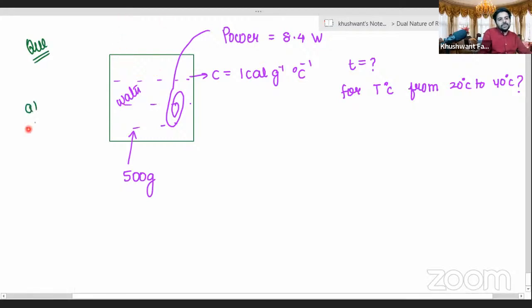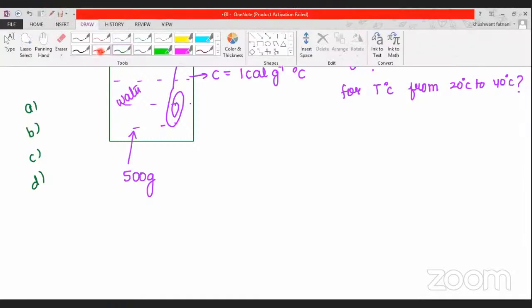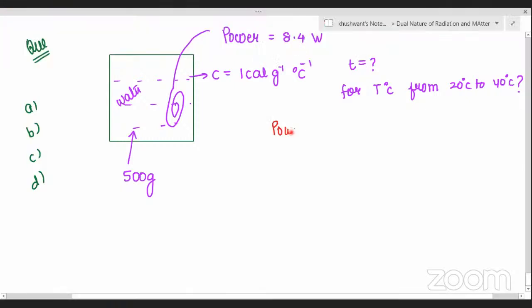So I think firstly we'll calculate heat. Power is given by work done upon the time taken. And we need to find the time, so we'll make it the subject and put the values: time is work by power.